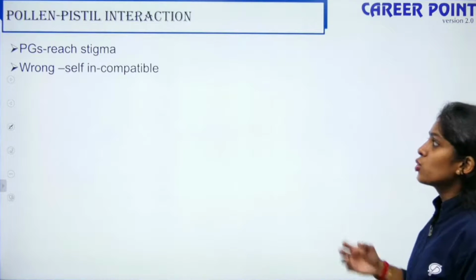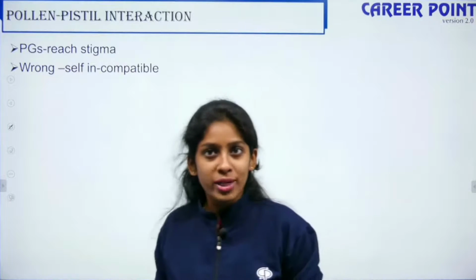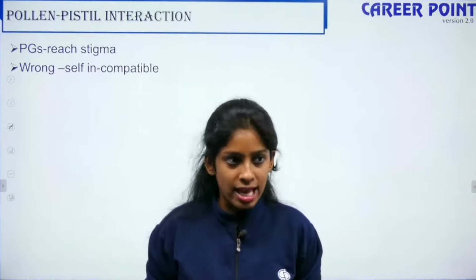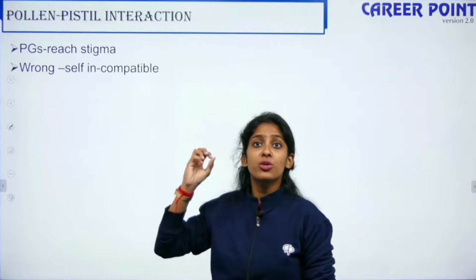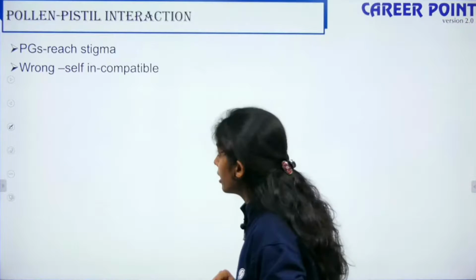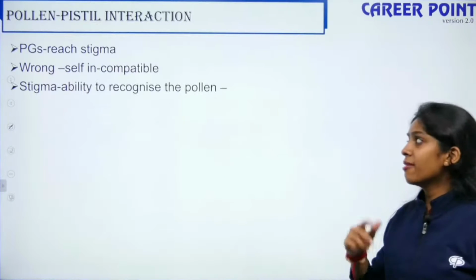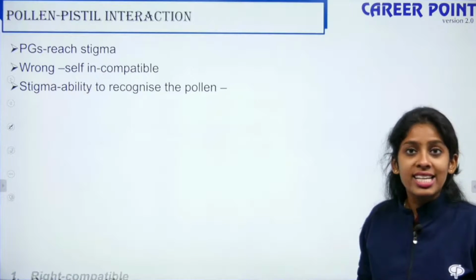So in that case, who's going to do the cross check? Who's going to do the security check? That is the stigma itself. The stigma knows which is the right pollen. The stigma has the power to recognize whether it is the right pollen or the wrong pollen. If it's wrong, it is self-incompatible. So the stigma has the ability to recognize the pollen.